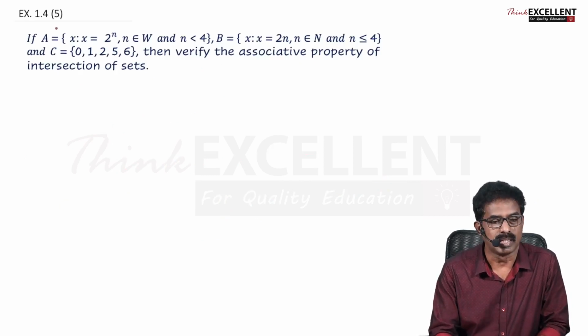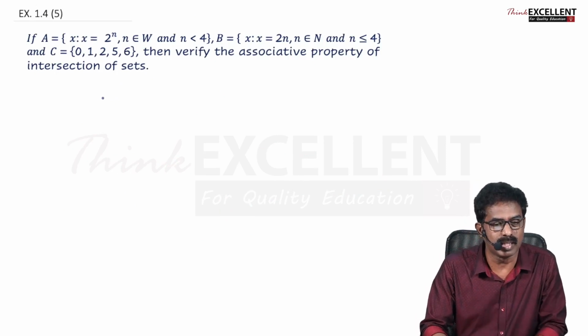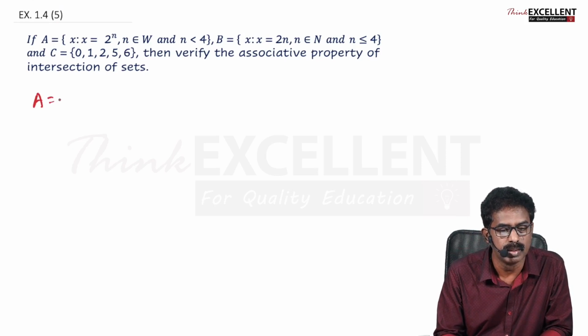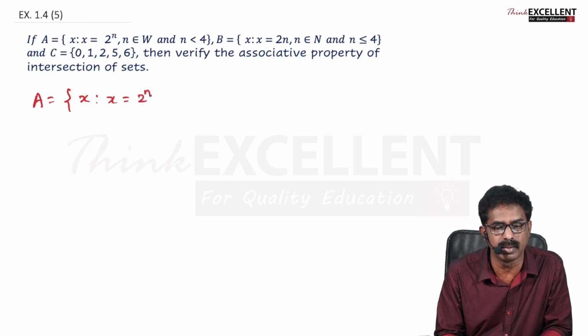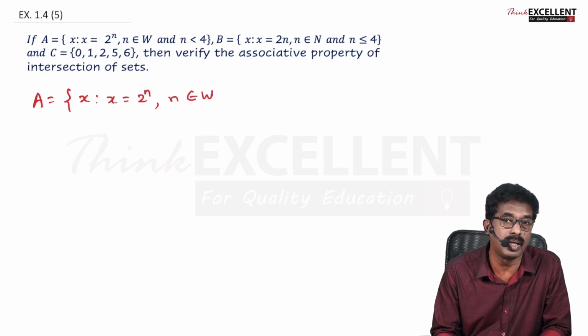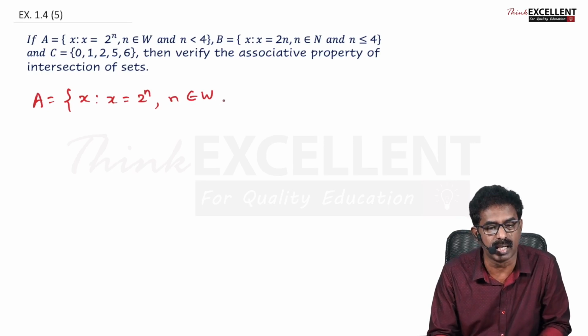Very important question. Listen very carefully. It is given in set builder form. So when writing in roster form, you have to be very, very careful. See, what is A given here? A equals the set of all x such that x equals 2 raised to n, where n belongs to W. W means whole numbers, starting with 0: 0, 1, 2, 3, 4, etc. And n is less than 4.